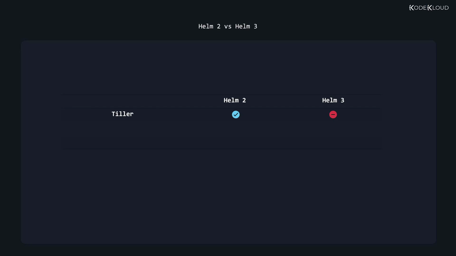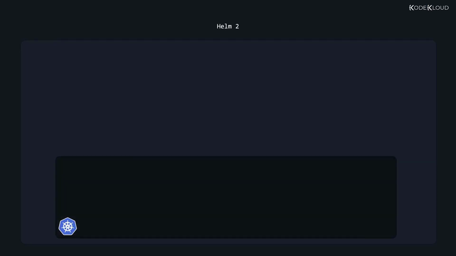The next big difference is a three-way strategic merge patch. The name might sound intimidating, but don't worry. At the end of this section, we'll see it's actually a simple but very smart thing that can prove quite useful. Now, Helm has something like a snapshot feature.